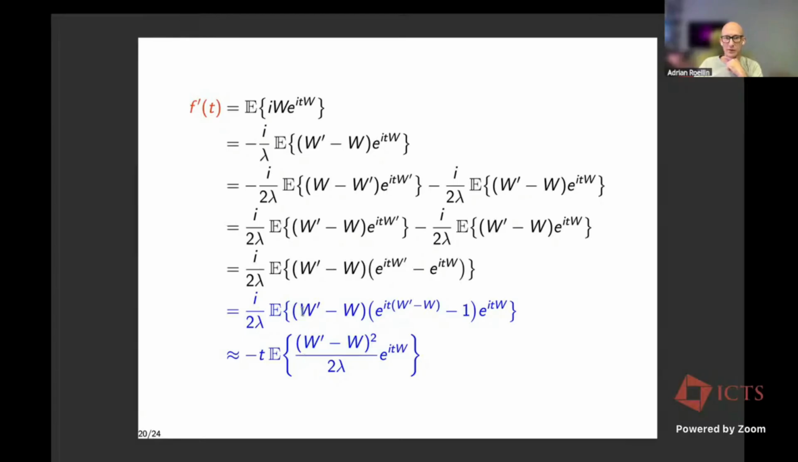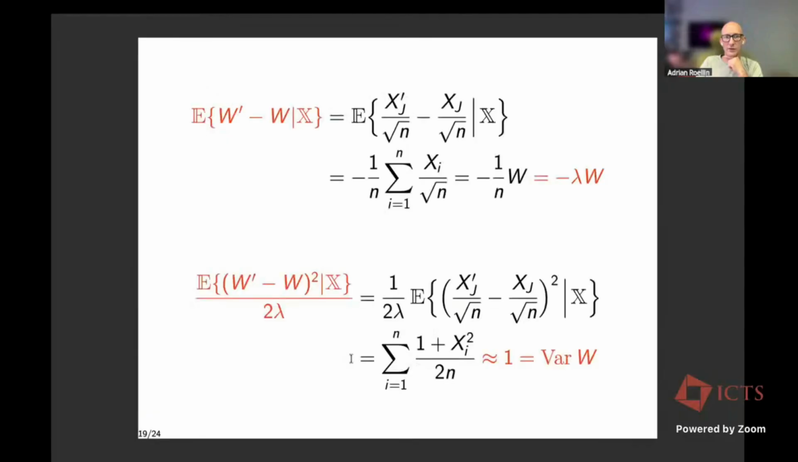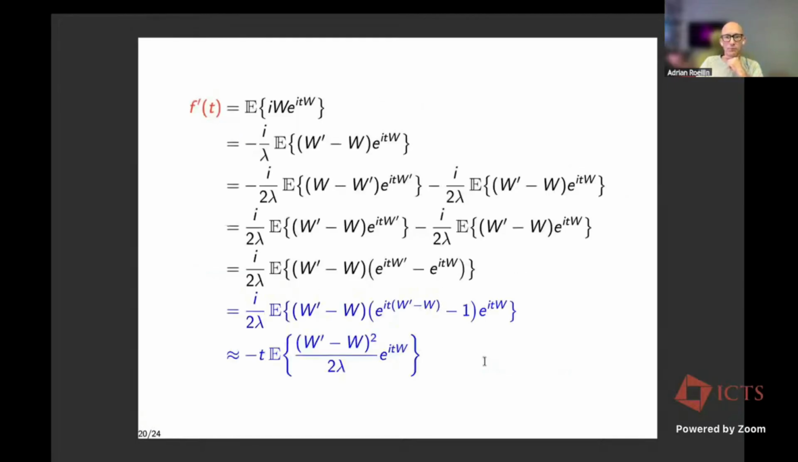Okay, so we have the W prime minus W here, and we get another one from here. That's that. So now you recognize this expression. Let me quickly go back. That was the second calculation. Well, this is close to 1, not just in expectation, but actually in probability. So that's this expectation here. The t factor came out from this Taylor expansion.